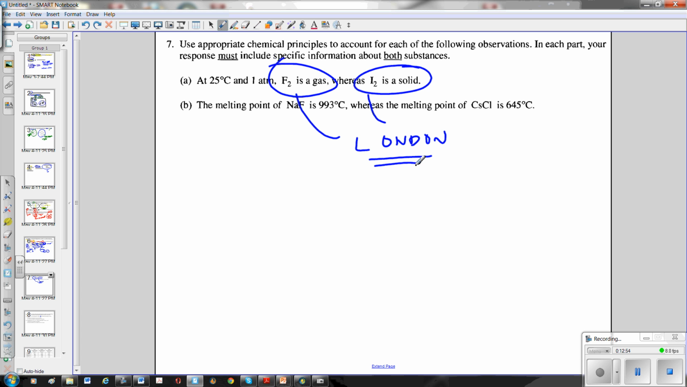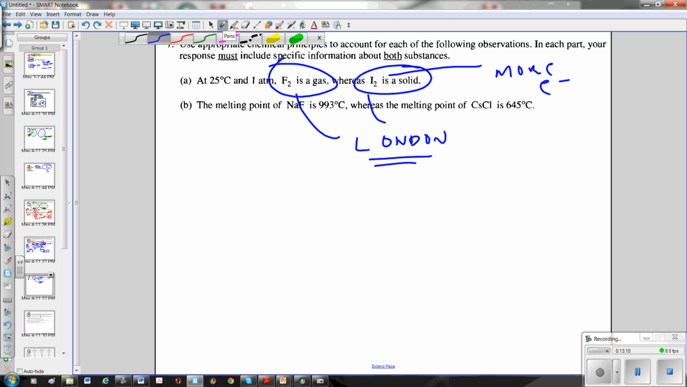So what explains the difference? Well, this one, I2, has many more electrons. We can tell the number of electrons by molar mass, but don't say "because of molar mass." Because it has more electrons, we use the magic word: it's more polarizable.